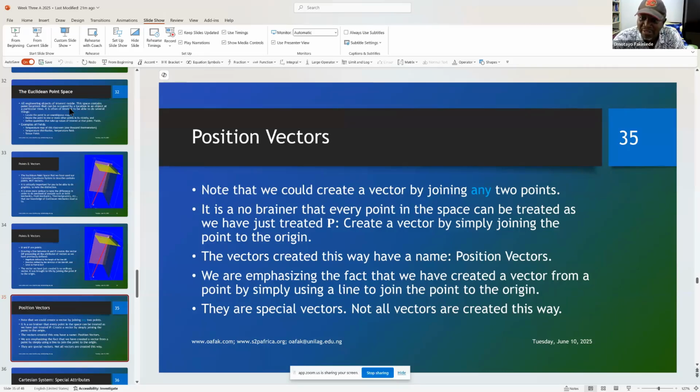After all, at point P, you could have had the velocity defined. You didn't need to join that to O. You can just measure the velocity of air flowing through that point. So there are many ways you can create vectors, but we are looking at a specific vector called position vectors. The vector created in this way has a name, and it is position vector. We are emphasizing the fact that we have created a vector from a point by simply using a line to join the point to the origin. They are special vectors, and not all vectors are created in this way.